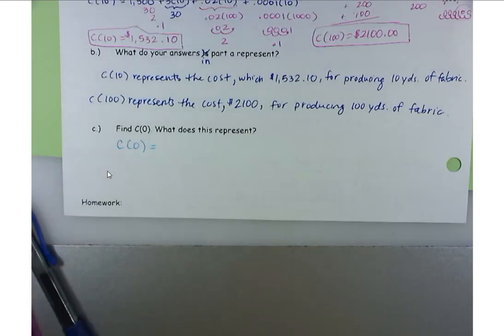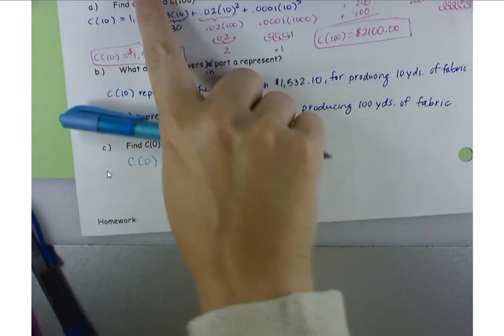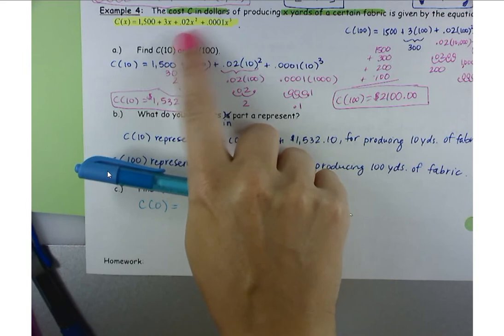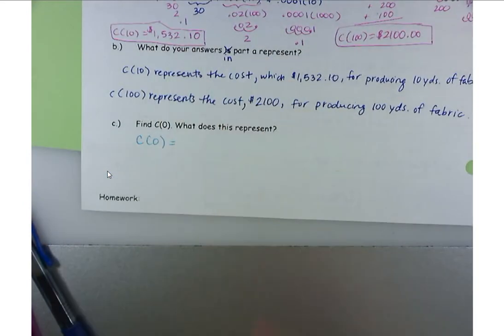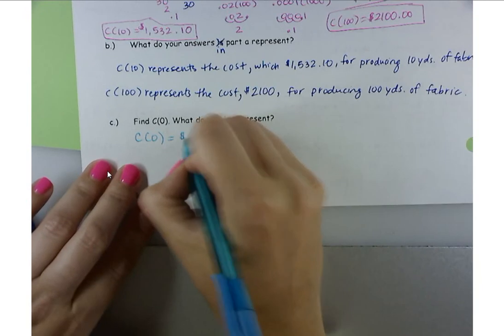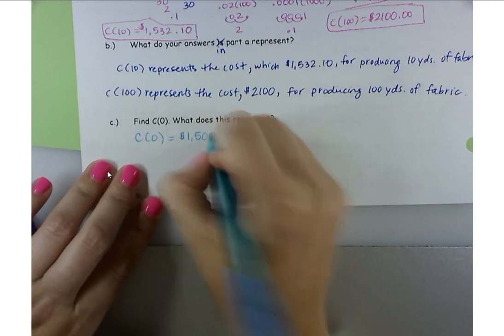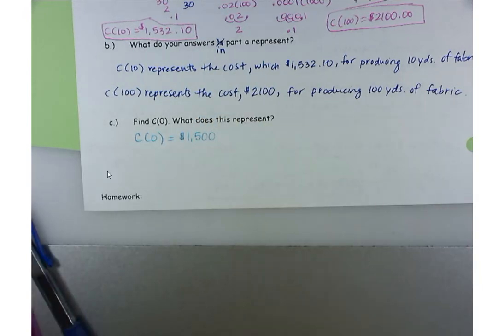if I plug 0 into my original equation, the only thing I'm going to be left with is the constant term. What's my constant term? Yeah, the 1,500. Do you guys know what that is going to represent? Startup cost. Okay, yeah, so it's not just the cost of manufacturing 0 yards, but that has to include your startup costs, your production costs, right? Maybe you have to rent the equipment or rent a space where you're going to be making the product. So the C of 0 represents all of that.